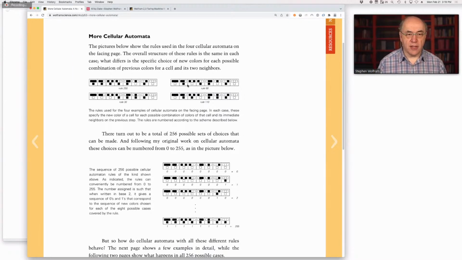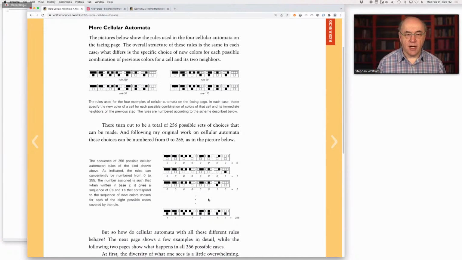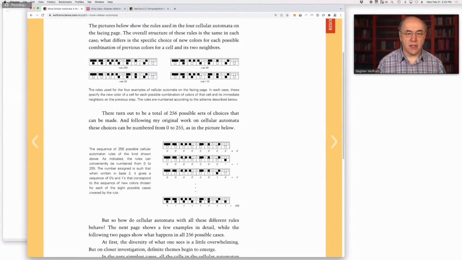What's the more general story? And the first thing I had to do here was to introduce how you specify a cellular automaton. Very simple. There's this numbering scheme that I invented in the early 1980s, where you take all the possible configurations of the neighborhood of cells around a given cell, a cell and its left and right neighbors, and you say for each of those possible configurations what will be the value of the center cell on the next step?